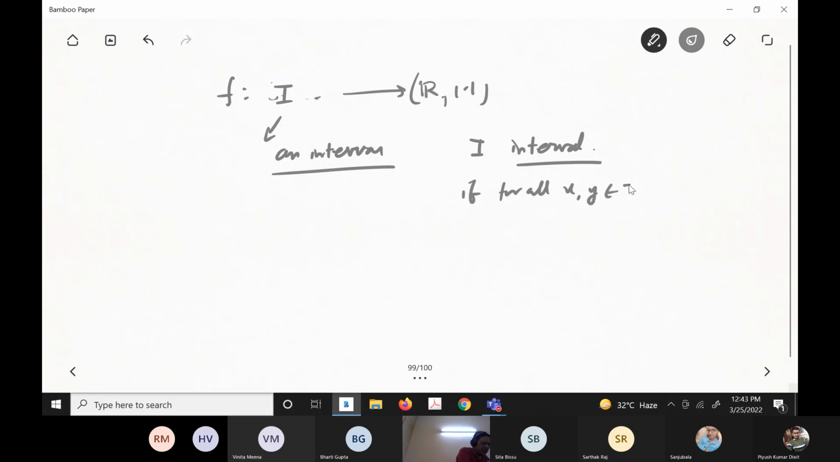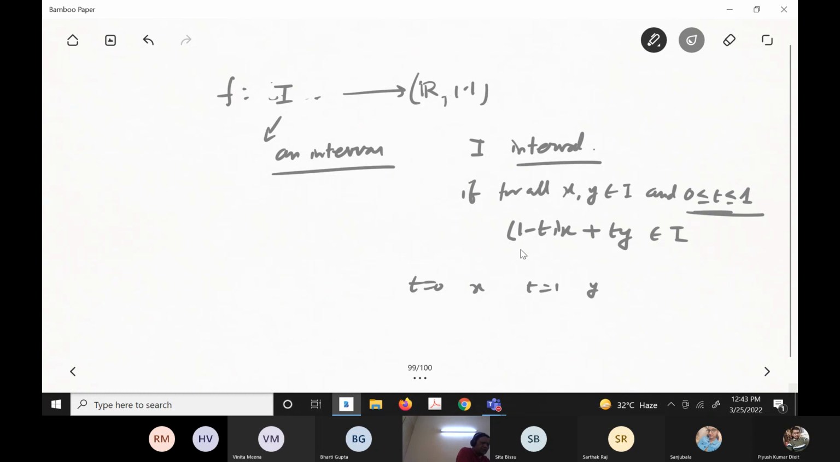x, y belongs to I and 0 less than or equal to t less than or equal to 1. Look what I'm doing. This is (1 minus t)x plus t y. If you take t equal to 0, here you will get x, and t equal to 1, you will get y.